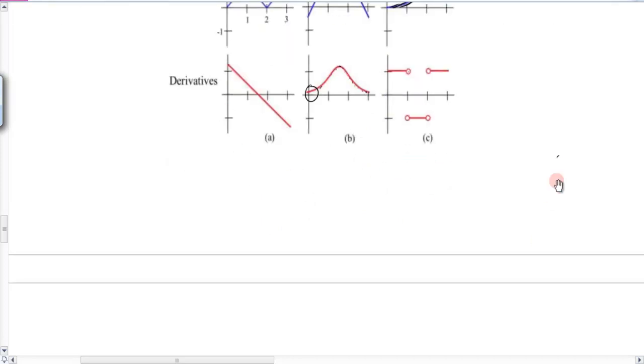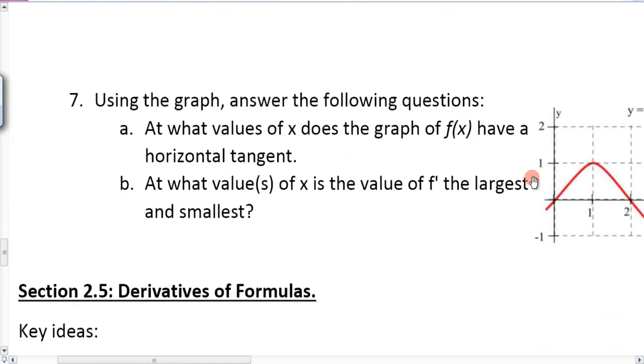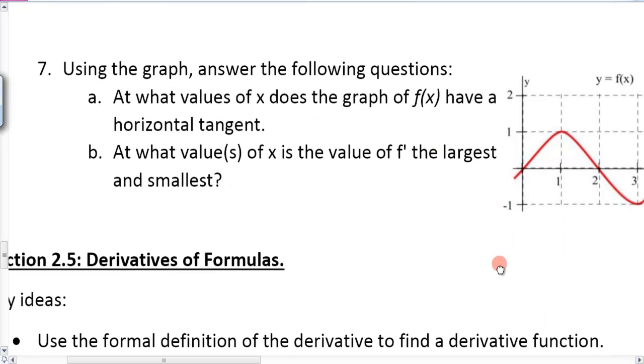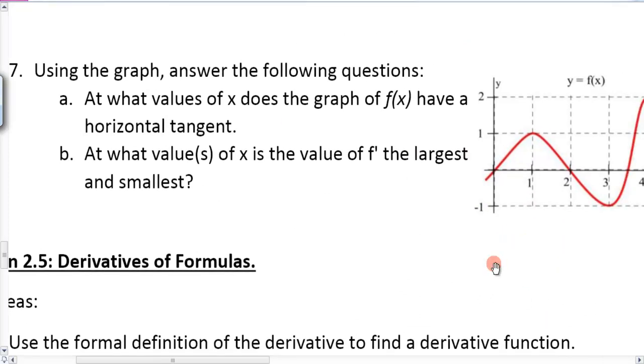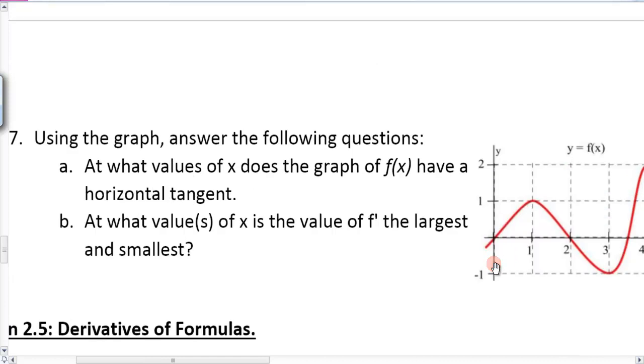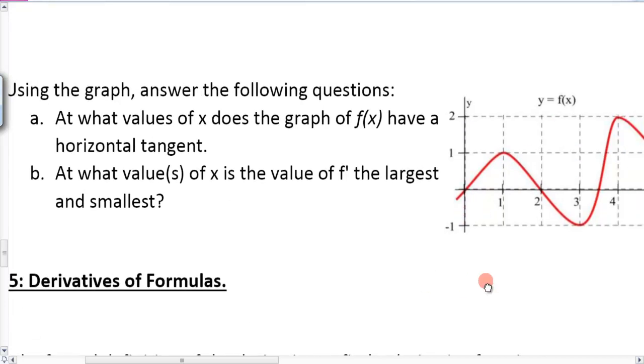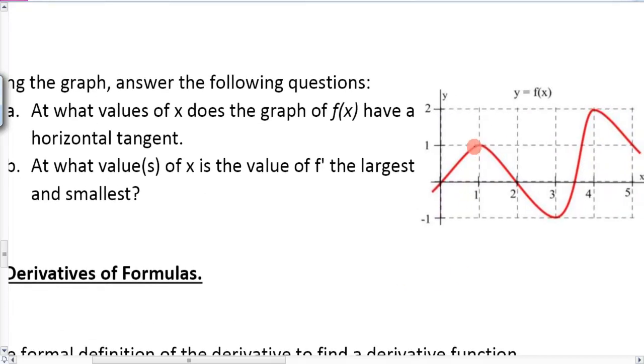Okay, and for problem 7, using the graph, answer the following questions. At what values does the graph of f of x have a horizontal tangent line? All right, so again, we would have a horizontal tangent there at 1, because the graph would have positive tangent lines, less, less steep, 0. We're going to have another one at 3. We're going to have another one at 4.